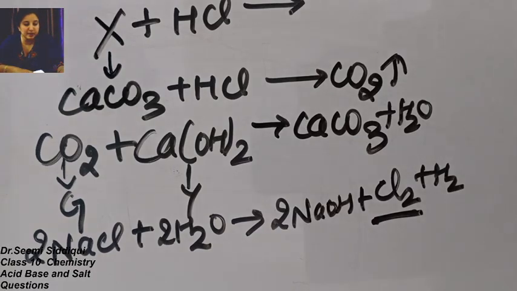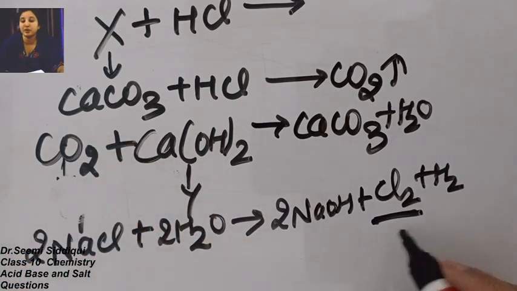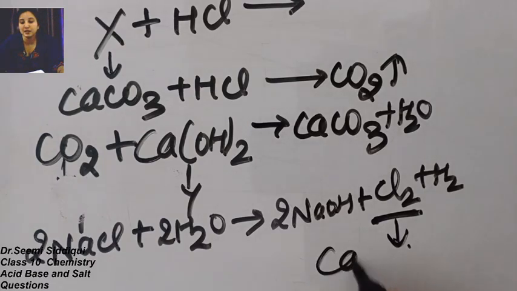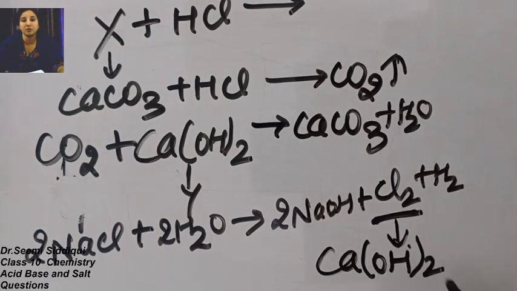During the electrolysis of brine, a gas is passed on dry slaked lime, Y. Now what is happening? Wait, do not put it as G. This Cl2, when passed through the calcium hydroxide, gives another compound. That compound Z is used for disinfecting our drinking water.